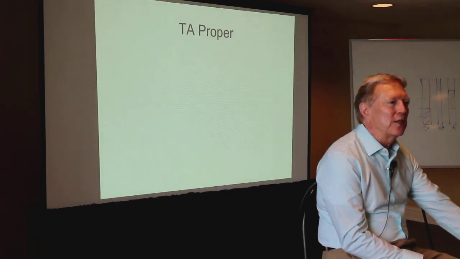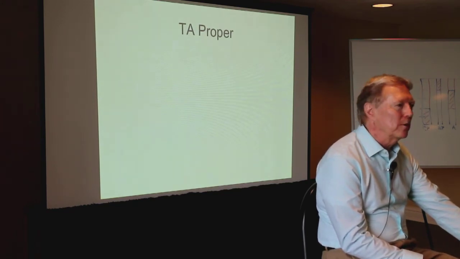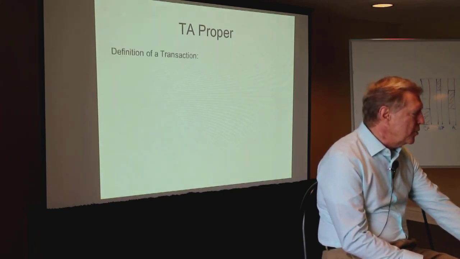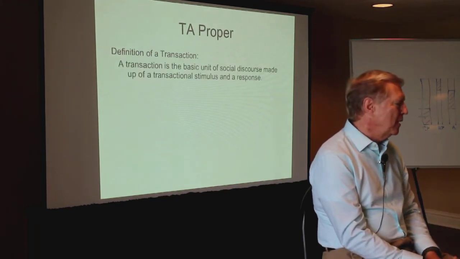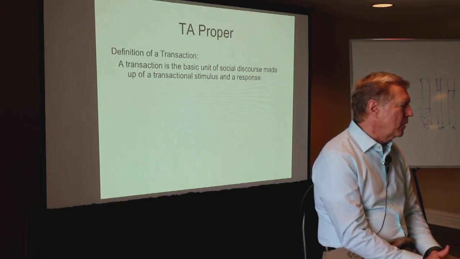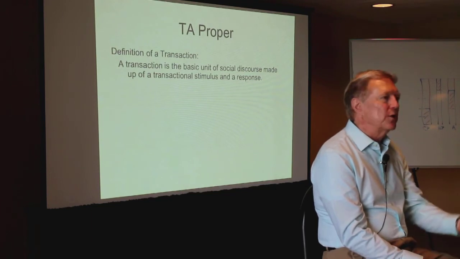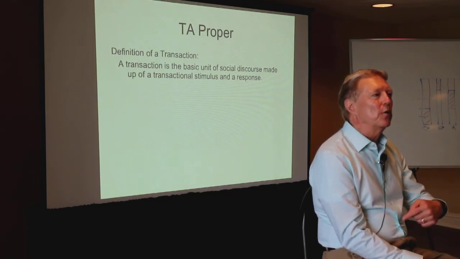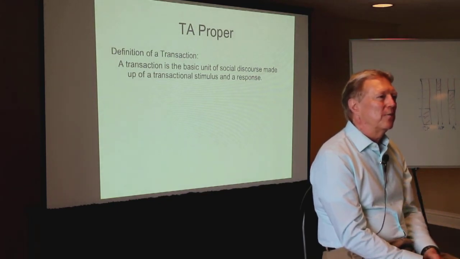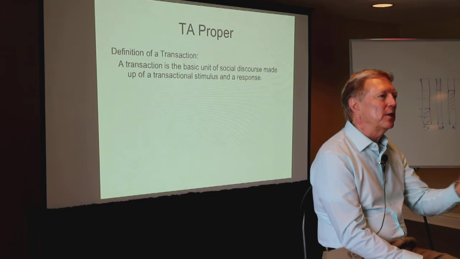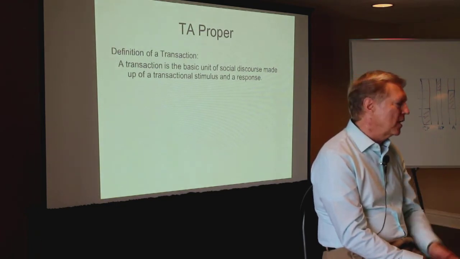When we look at the transactions that take place between people, that's referred to as TA proper. And the definition of a transaction from Vann is: a transaction is the basic unit of social discourse, which is made up of both a transactional stimulus and a response. So you have to have both a stimulus and a response for it to be a transaction. If one person says something but the other person doesn't respond, it's not a complete transaction.